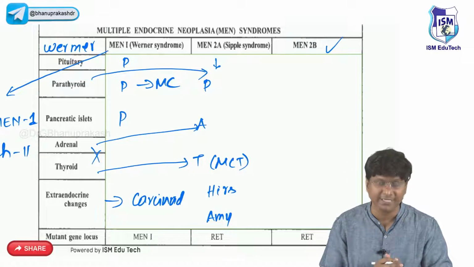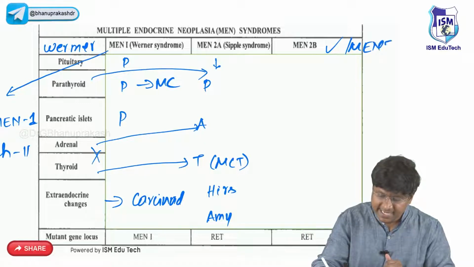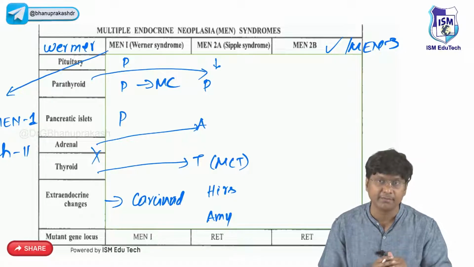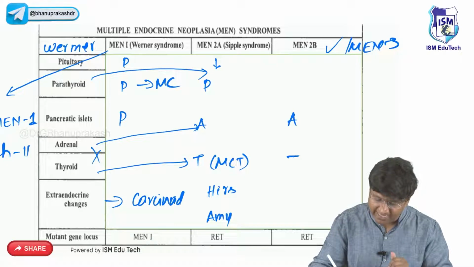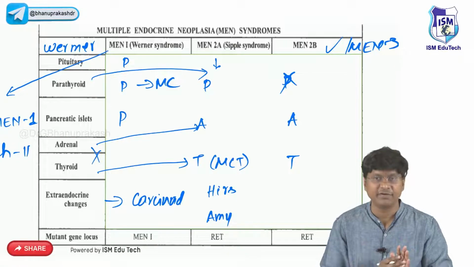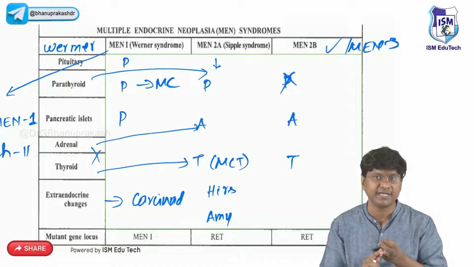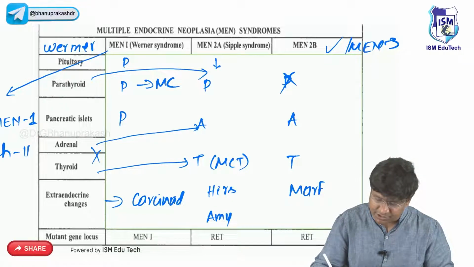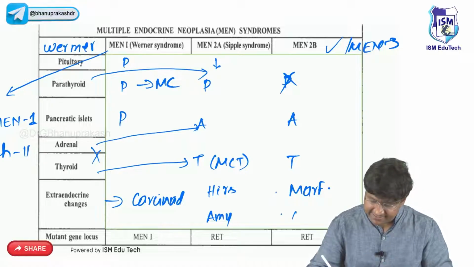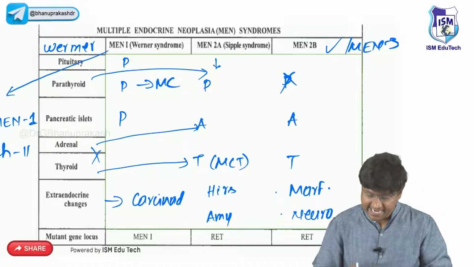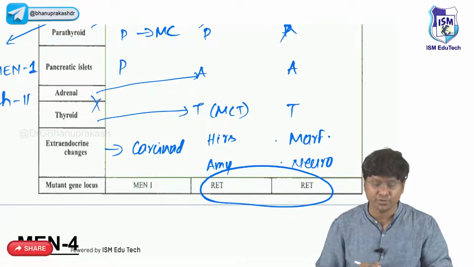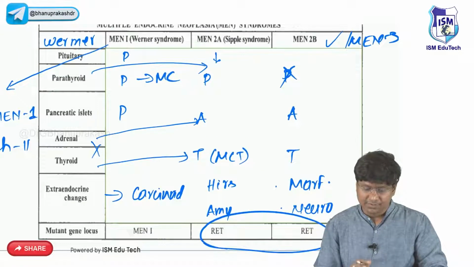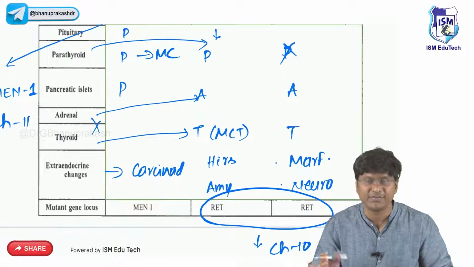Then you take MEN2B, which is also called MEN3. This MEN3, we call it Wagenmann-Froboese syndrome, right? And what is the mnemonic in MEN2B? You have only AT, P will not be there. Adrenal pheochromocytoma will be there and medullary carcinoma of thyroid will be there. Then what are the extra endocrine manifestations? They will be marfanoid habitus and neuromas, right? The gene which is mutated is the RET proto-oncogene, and this RET proto-oncogene is present on chromosome 10. Okay, so that is about MEN2A as well as MEN2B, which is also called MEN3.